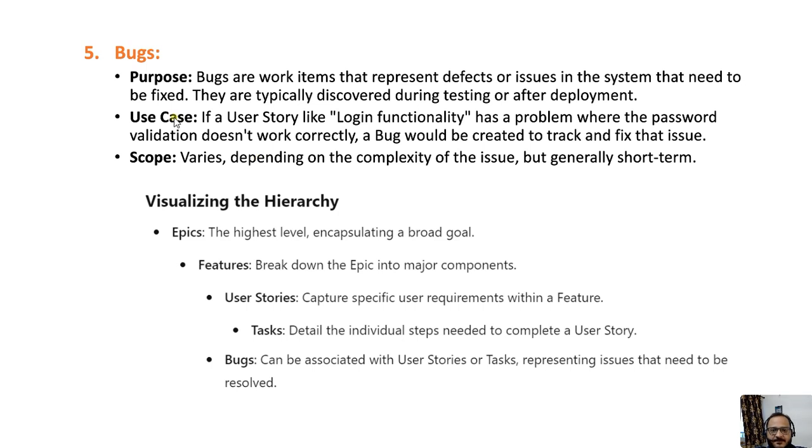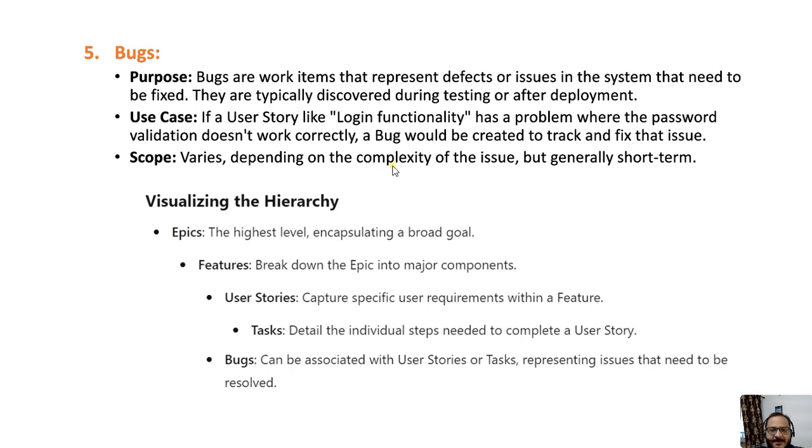Now fifth is bug. Bugs are work items that represent defects or issues in the system that need to be fixed. They are typically discovered during testing or after deployment. Maybe we have deployed our code and now the QA or testing team is performing some kind of test on that application and they found some bugs. Then they will log this particular bug to the development team and they will work on that.